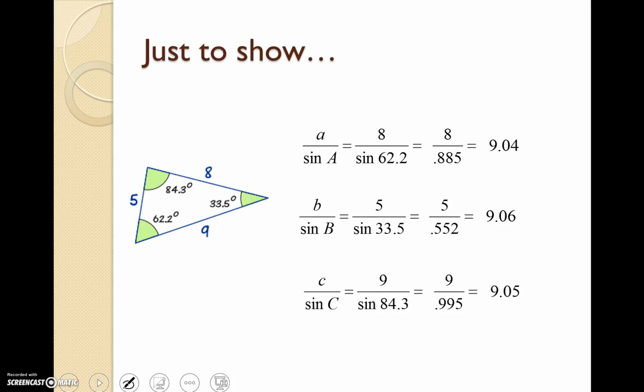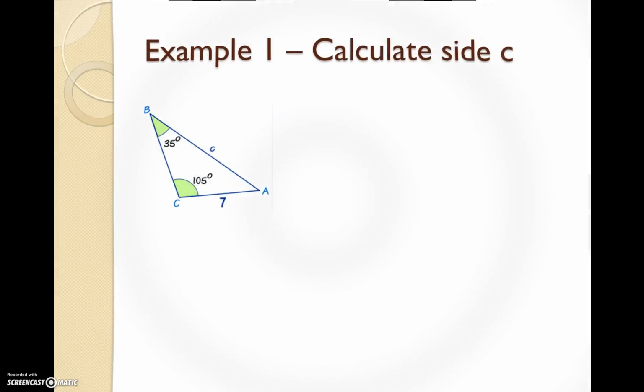So why are they somewhat different? It's all because of the actual decimals found in our angles. The 84.3 is probably rounded at some point, as is 33.5, and so on. So just be aware of that.